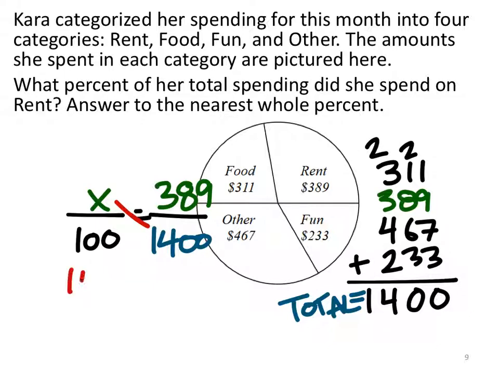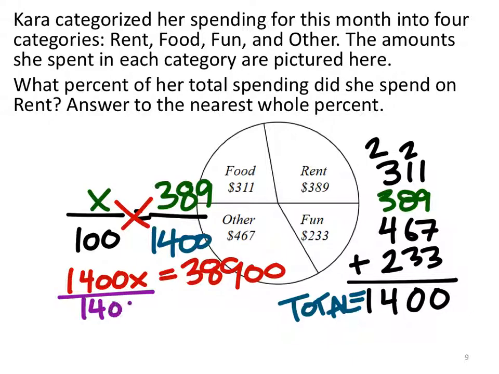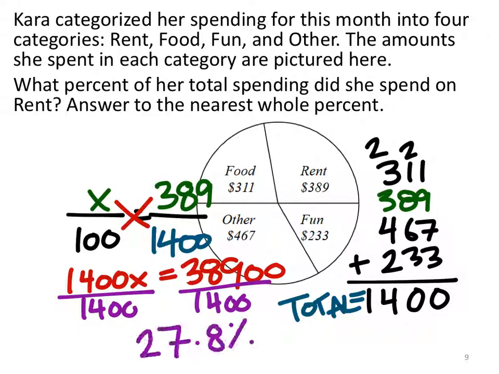Cross multiplication. 1,400 times x equals 389 times 100. So 389 times 100 is 38,900. There we go. Then we'll divide both sides by 1,400. And we see the amount of money that she spent percentage-wise on rent. But this one told us to round to the nearest whole percent, so we'll just say 28%.